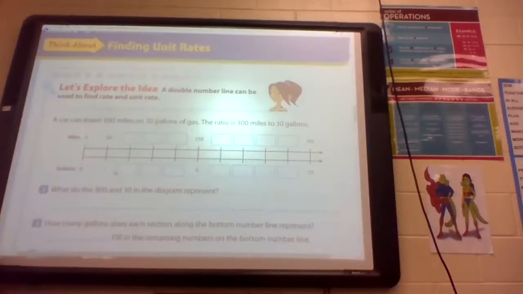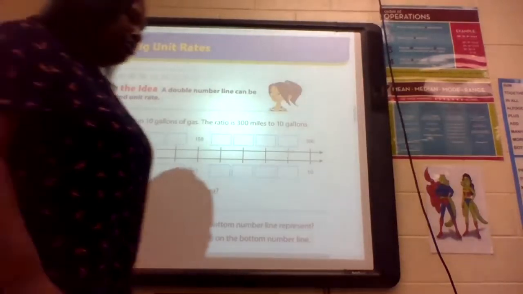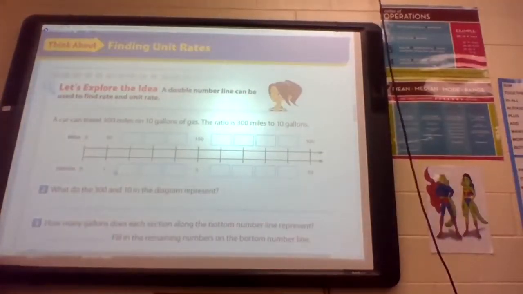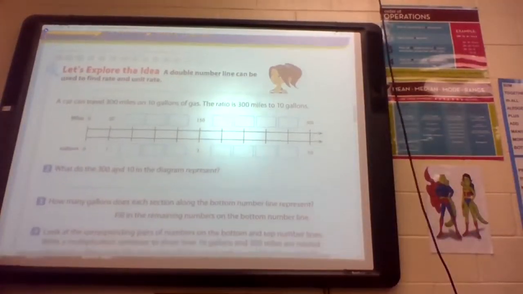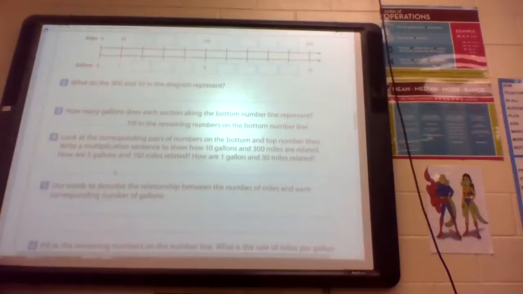All right. Question number 3. How many gallons does each section along the bottom number line represent? How many gallons does each part represent? The bottom? 1. Good. It's just 1, because we're going by ones, right? We don't go by 10. So we already filled those in.